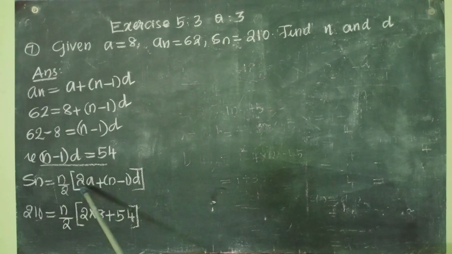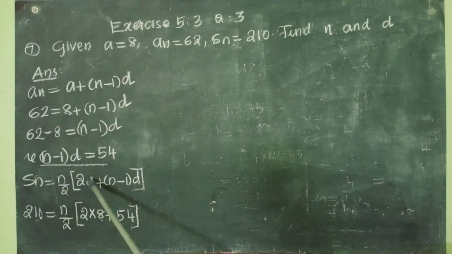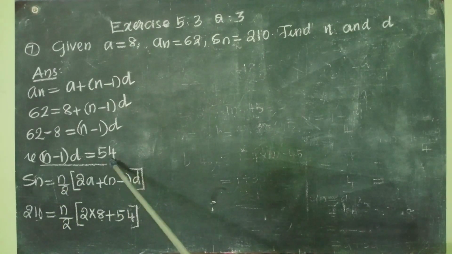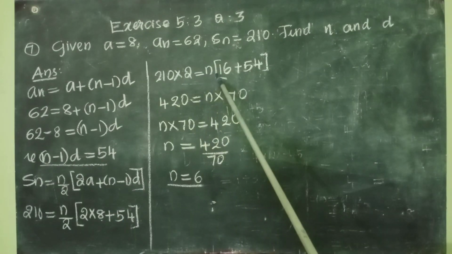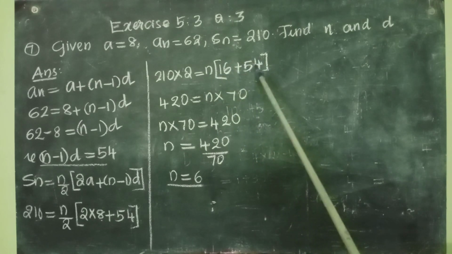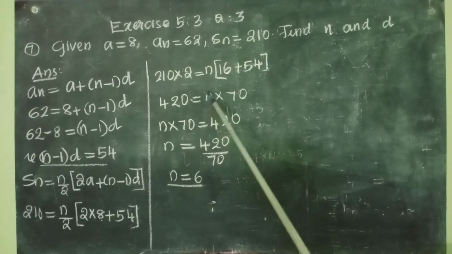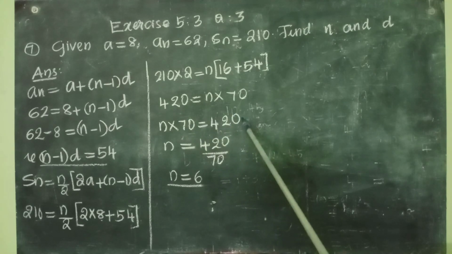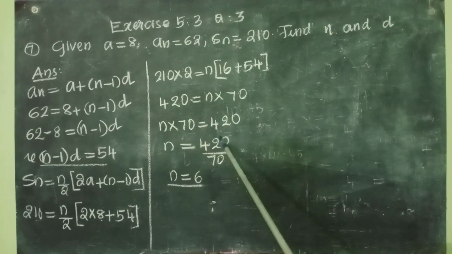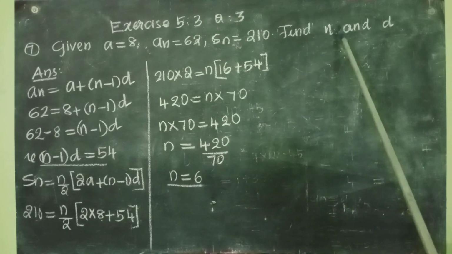Sn equal to n by 2 into 2a plus n minus 1 into d. We have Sn equal to 210, a equal to 8, n minus 1 into d equal to 54. So we get 210 equal to n by 2 into 2 into 8 plus 54. 210 into 2 equal to n into 16 plus 54. That is 420 equal to n into 70. Change the sides. n into 70 equal to 420. n equal to 420 divided by 70. That is n equal to 6. So we got the value of n.